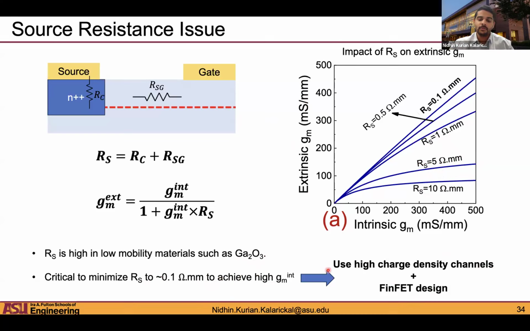And in this approach, what we've done is we've tried to focus on high charge density channels. Okay, one way to reduce the source resistance is to use a high charge density channel. Right, the higher the charge, the lower will be the resistance. Of course, you can't just use a high charge density channel. You have to be able to modulate it. So we decided to use a FinFET design also to be able to modulate the high charge density.